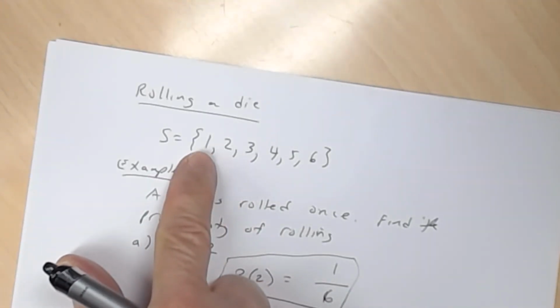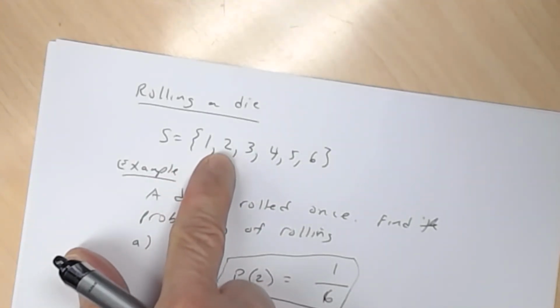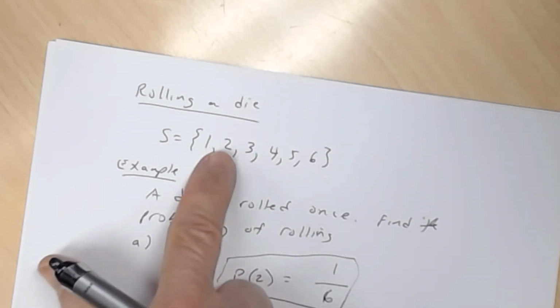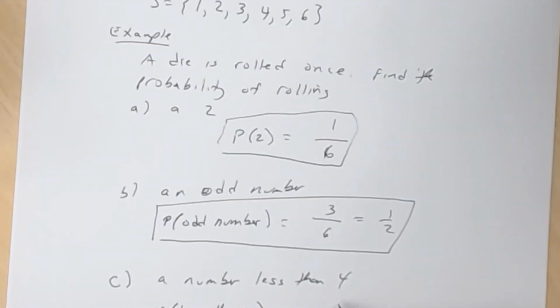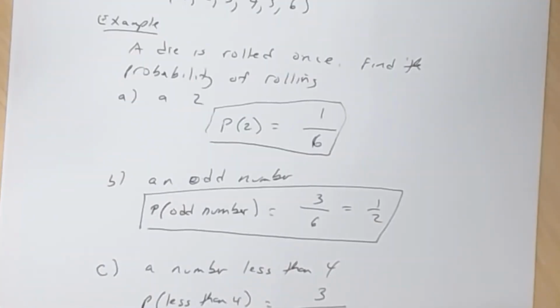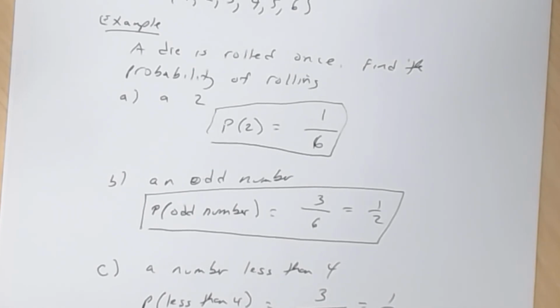So is 1 less than 4? Yes. Is 2 less than 4? Yes. Is 3 less than 4? Yes. Is 4 less than 4? No, it's equal to. So there's only 3 of them. So you're going to say 3. And how many possible outcomes are there altogether? 6. So again, that's 1/2. All right, D.